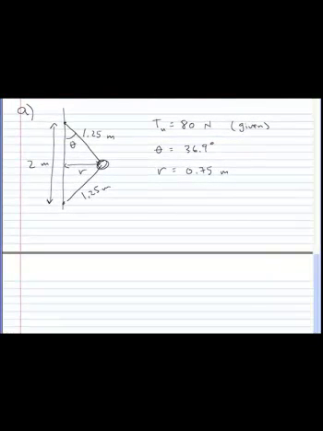So here's the problem for part A. We've got the same mass, same angle, but now there are 2 strings holding it as it's revolving about this vertical axis. It's given that the tension in the upper string is 80 newtons. We've already found theta and r from the dimensions given in the problem. So I'm going to go ahead and draw a free body diagram for this object.